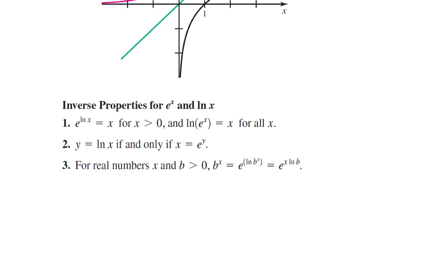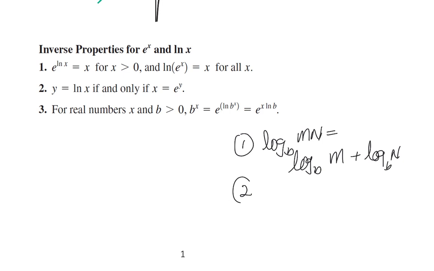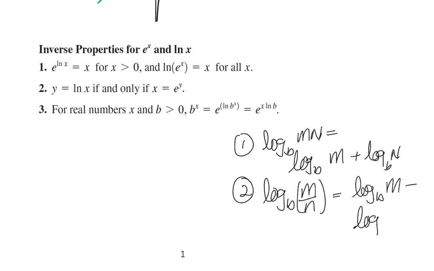So I would recommend, if it's been a while since you've had logarithmic functions, that you go refresh some of the log rules. One of the log rules that we'll use is the product rule. So log base b of m multiplied by n is the log base b of m plus the log base b of n. Another one that you may need to refresh: the log base b of m divided by n. This is the quotient rule, which is the log base b of m minus the log base b of n.